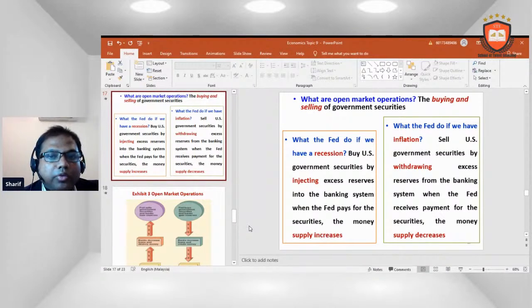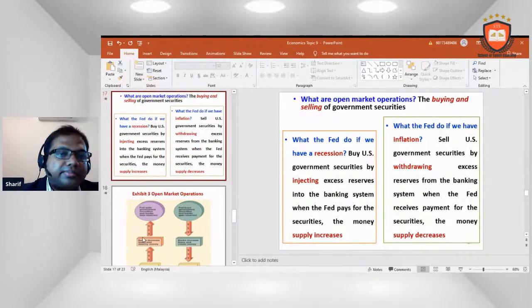What does the Fed do if we have a recession? Buy US government securities, injecting excess reserves into the banking system. When the Fed pays for the securities, the money supply increases. What does the Fed do if we have inflation? Sell US government securities, withdrawing excess reserves from the banking system. When the Fed receives payment for the securities, the money supply decreases.